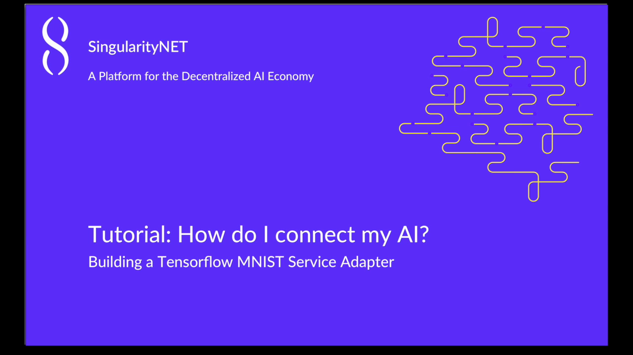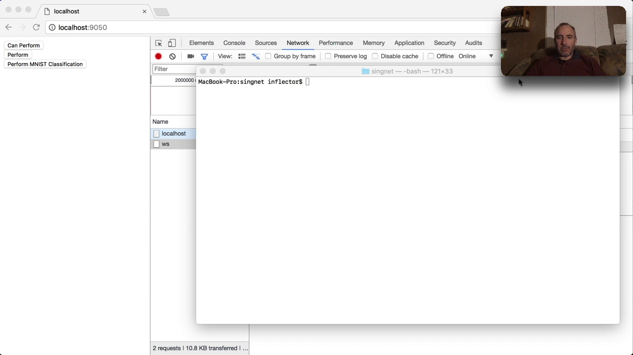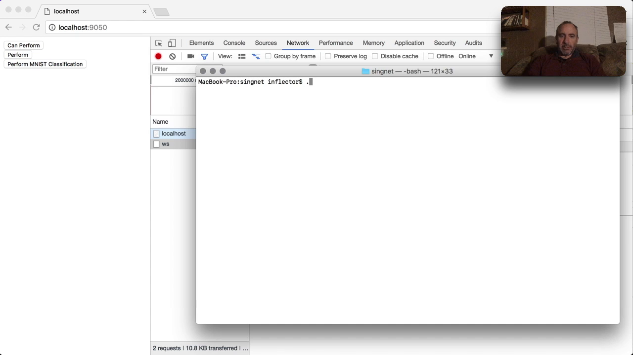Welcome to SingularityNET. Today we're going to talk about how to connect AI into the SingularityNET system. For our example, we'll be integrating a TensorFlow MNIST AI agent. To get started, the first thing we'll need to do is launch the SingularityNET agent. This is very difficult, as you're about to see.